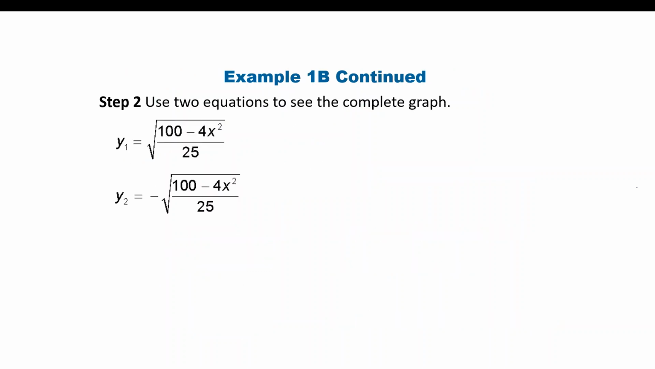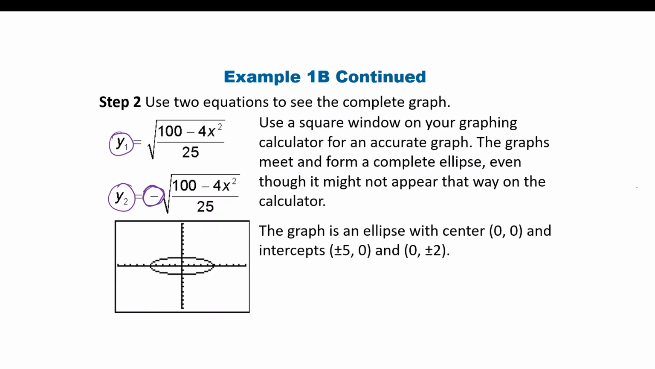All right, so continuing on, step 2, we want to use the two equations to see the complete graph. So y1, you're going to put in the positive. y2, we're going to put it in as negative. All right, so I want you to use the square window again on your graphing calculator so you can see an accurate graph.